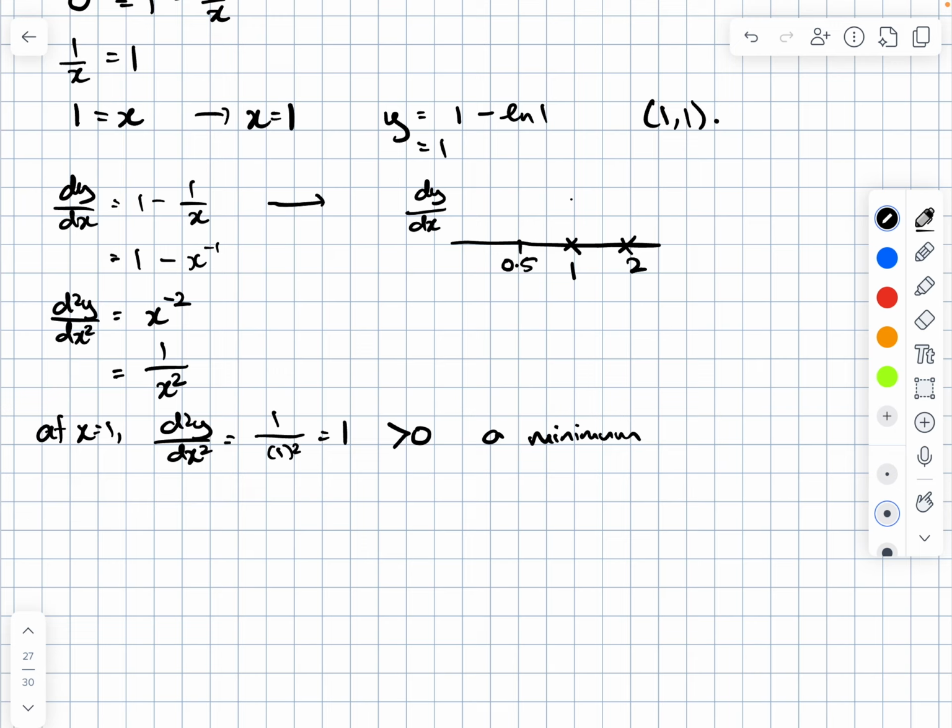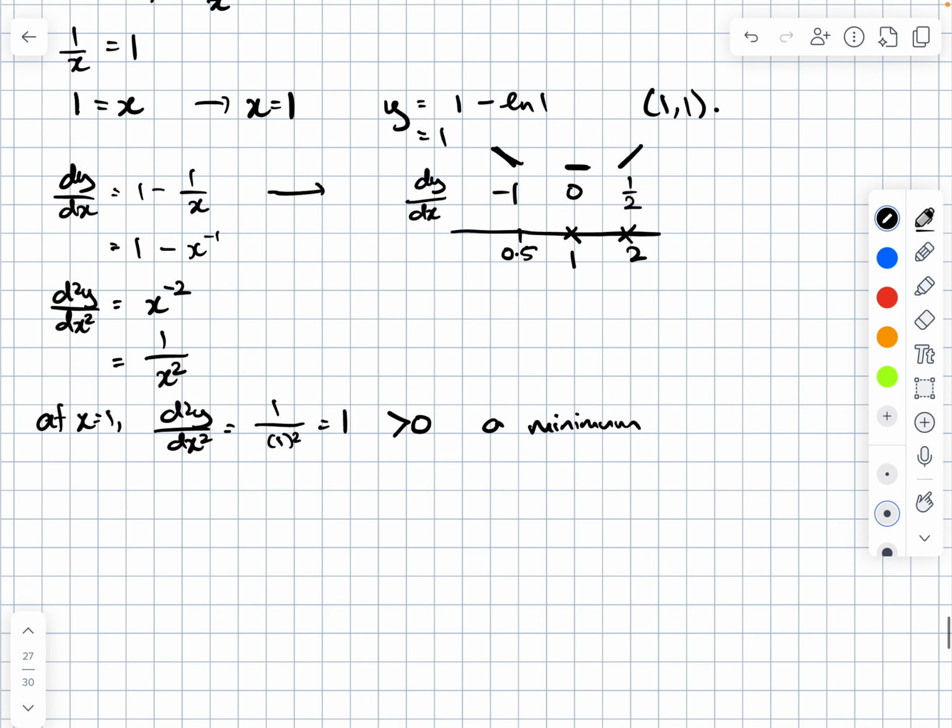Well, when x is 1, we know it's 0. When x is 2, we have 1 minus a half, which is a half. And when x is 0.5, we have 1 minus 1 over 0.5, which is 1 minus 2, or negative 1. In terms of what that means as a gradient, well, we have a negative gradient, which is downhill, 0 gradient, flat, positive gradient, uphill. That looks like a minimum, so we can also justify it as a minimum. Next question.